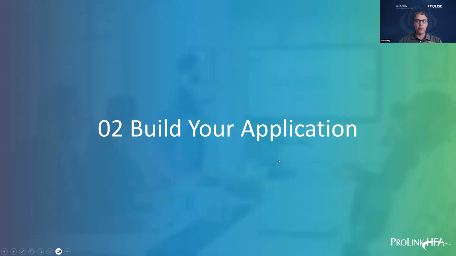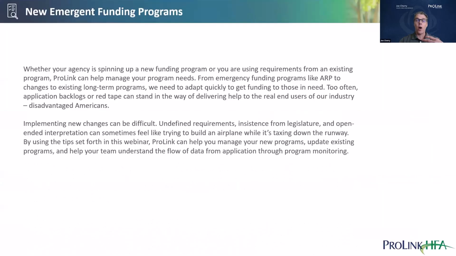And so in order for us to understand how to do that, we want to walk through some of the steps in ProLink HFA and Procorum to get you set up for any of these new programs that come into play. So whether your agency is spinning up a new funding program or you're using requirements from an existing program, we can help you manage a program. Emergency funding like ARP, changes to existing long-term programs, these require quickly adapting to get funding to those in need. Too often, application backlogs or red tape can stand in the way of delivering help to the real end users of our industry, disadvantaged Americans.